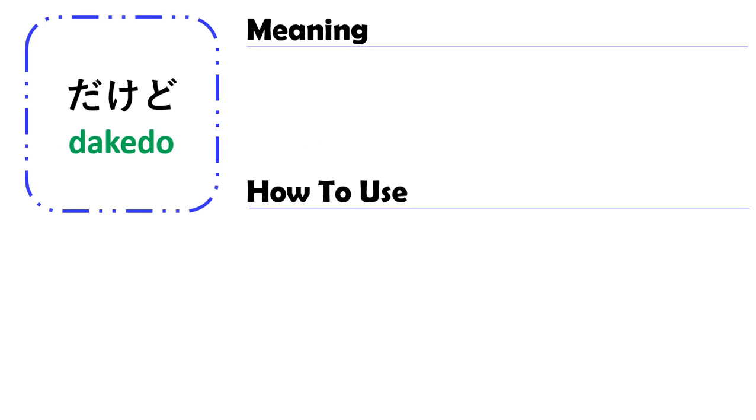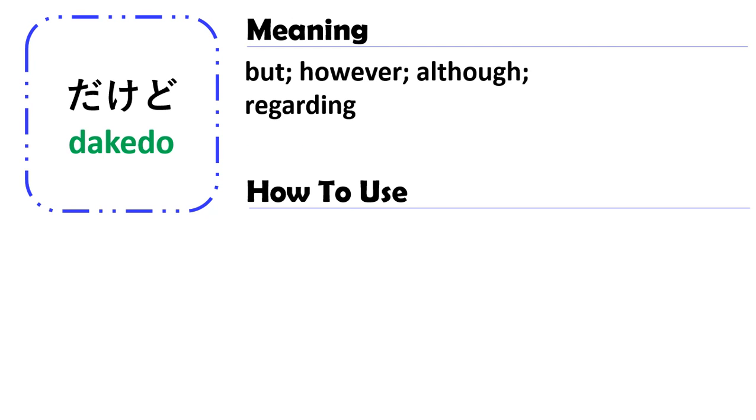The next we are going to learn about the grammar of Dakedo. The grammar of Dakedo means but, however, though, or regarding. It has similar words in English. When you translate to English, it depends on the sentence and the situation you are talking about, so you can choose which word to use. But the deep meaning is just but, however, though, or regarding.